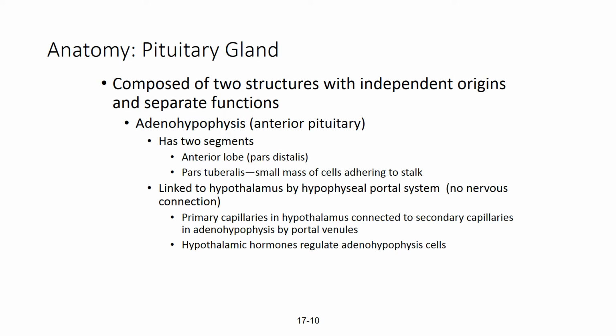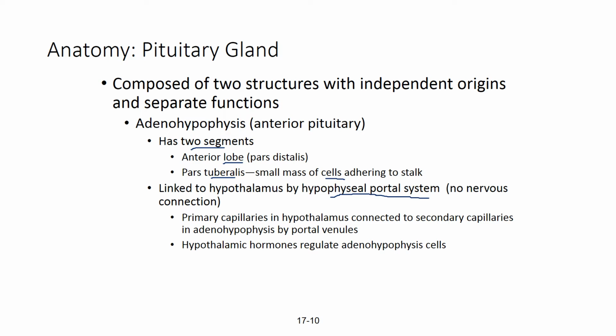When we look at the pituitary gland, there are two structures associated with it. They have independent origins and separate functions. The anterior pituitary, or adenohypophysis, is more anterior, and it has two segments to it. We've got what's called the anterior lobe, and then the pars tuberalis, which is a little mass of cells that adheres to the infundibulum. And it's linked to the hypothalamus, because the hypothalamus is going to regulate a lot of what the pituitary gland does, and it does so by something called a hypophyseal portal system.